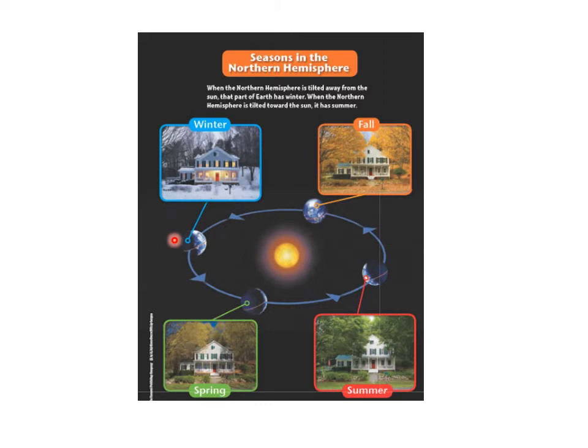Now, when the northern hemisphere is tilted toward the sun, it has summer. If we look at this part, we can notice that it is tilted toward the sun and gets more direct rays of sunlight. So it has more hours of daylight and warmer weather. So it is summer in this part.